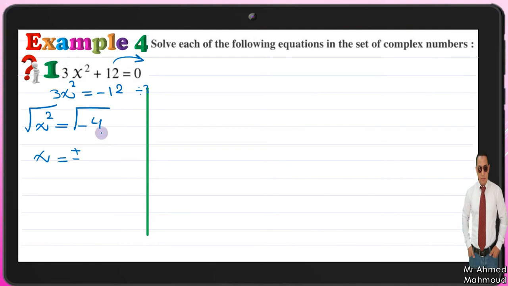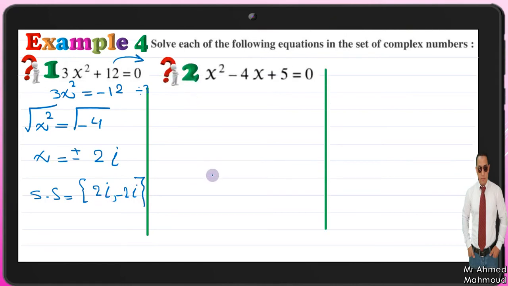Root negative 4, which is root 4 times i. Root 4 equals 2, okay, and root negative 1 is called i. So it will be positive or negative 2i. So the solution set equals 2i and negative 2i. Okay, the next one.